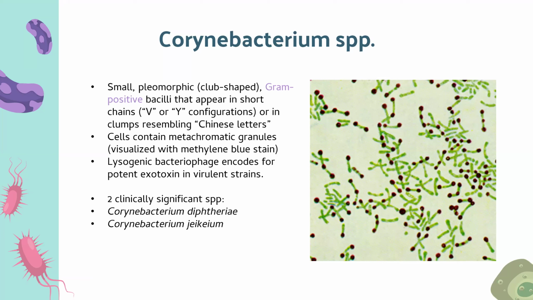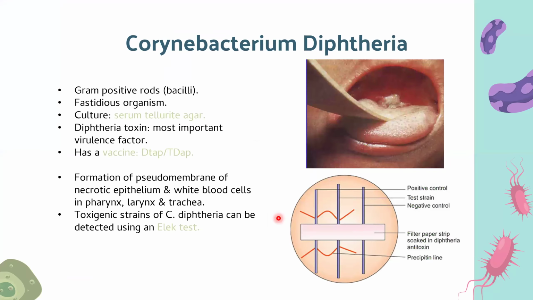The one that you do need to know the details of, though, is Corynebacterium diphtheriae. Corynebacterium diphtheriae is a gram-positive rod. It's a fastidious organism. What does fastidious mean? It prefers oxygen, but it can live without it, right? It's cultured on serum tellurite agar, which is not a culture that we've seen for anything else. So just remember it in case, okay? It has a diphtheria toxin, which is encoded by a bacteriophage, and it has a vaccine, luckily, called the DTaP or Tdap. Different ones for different ages. You don't need to know the details.